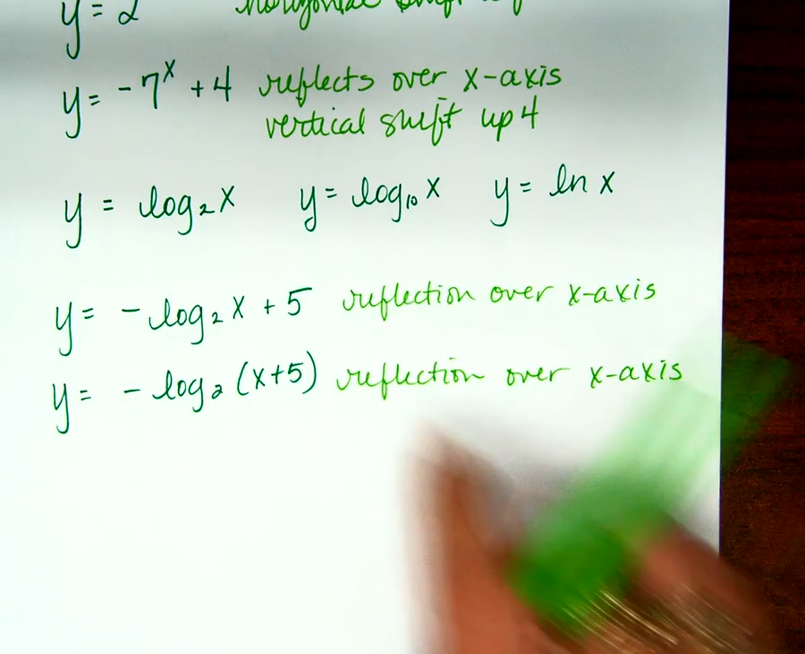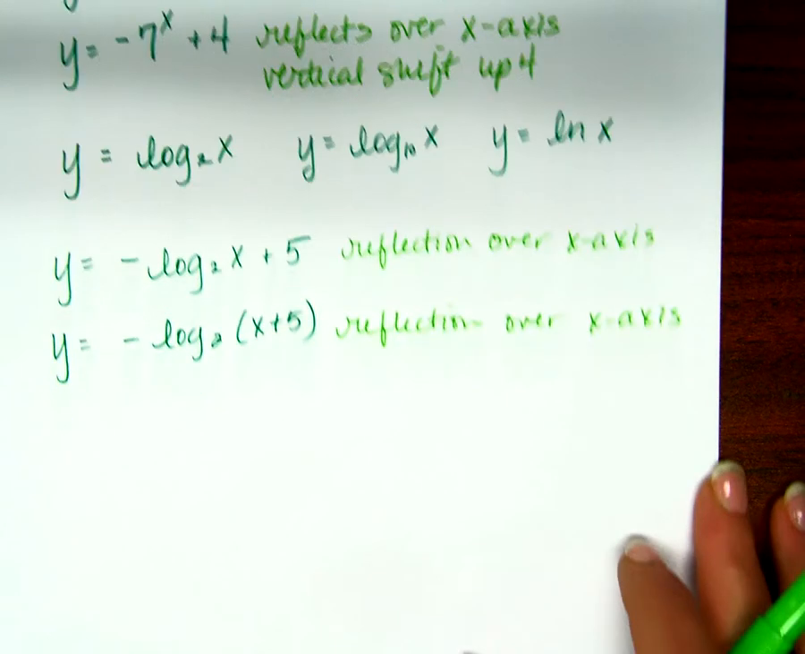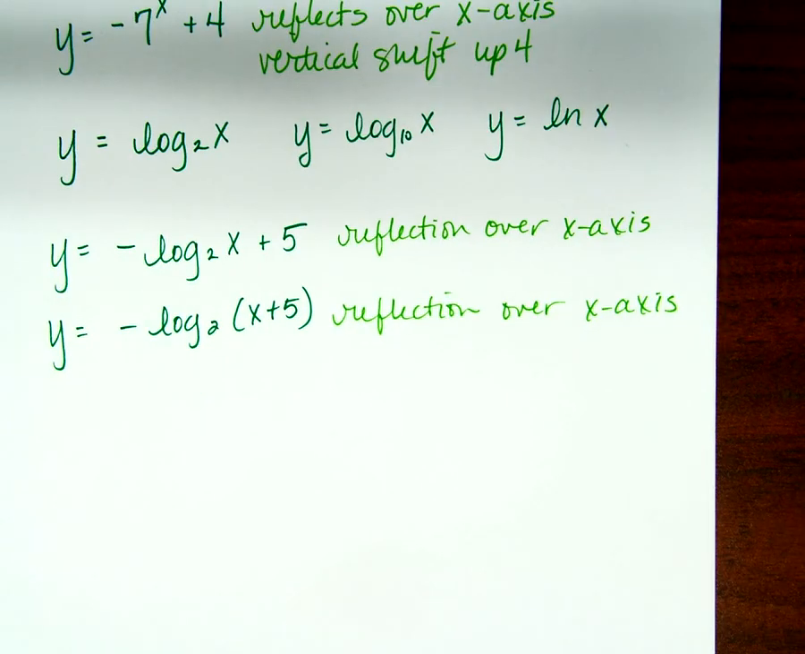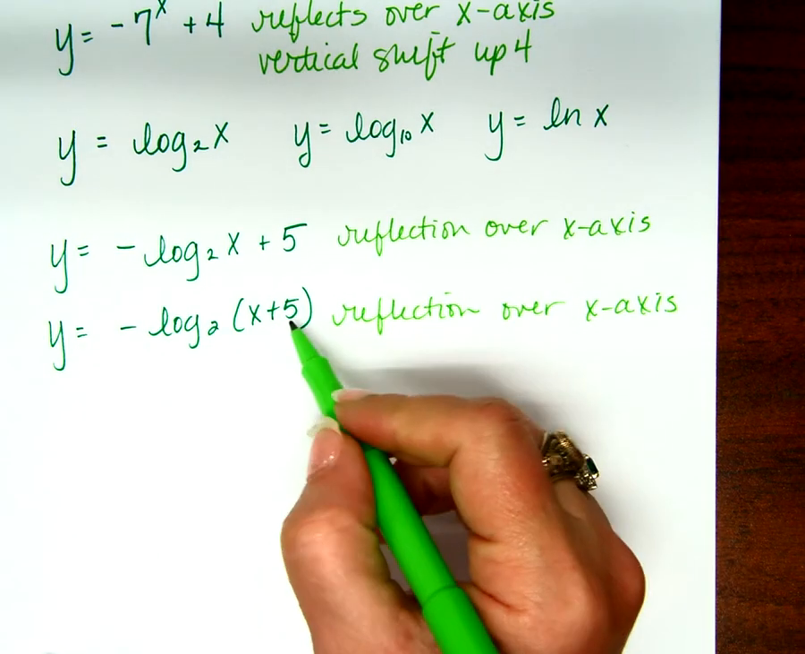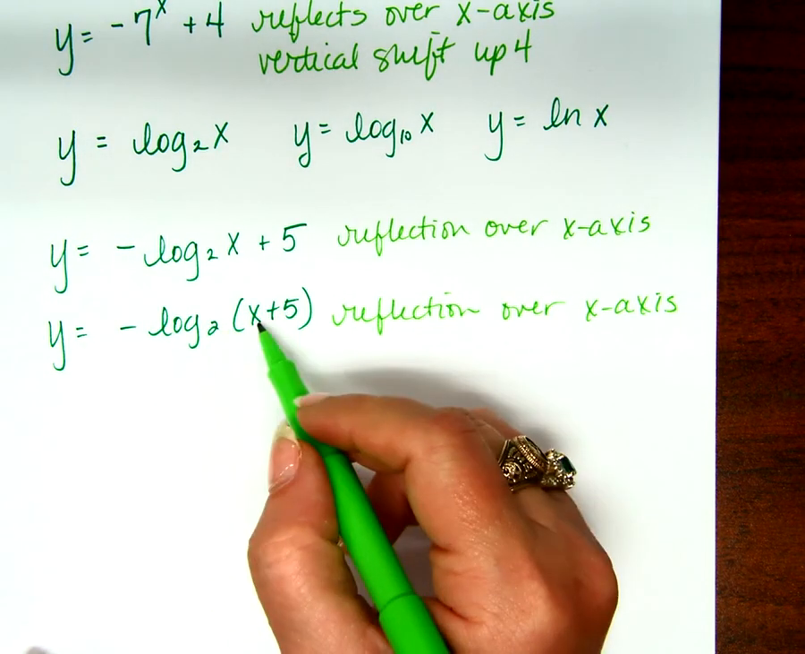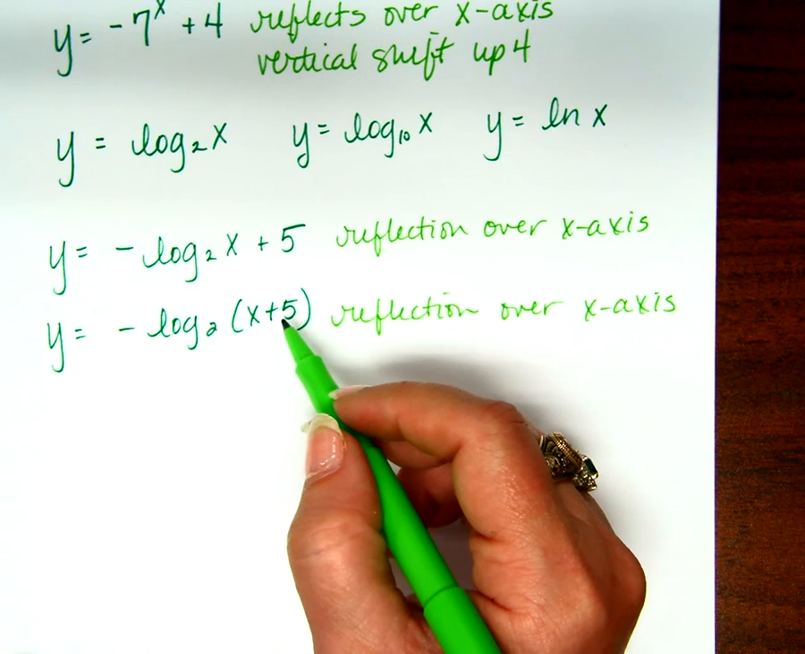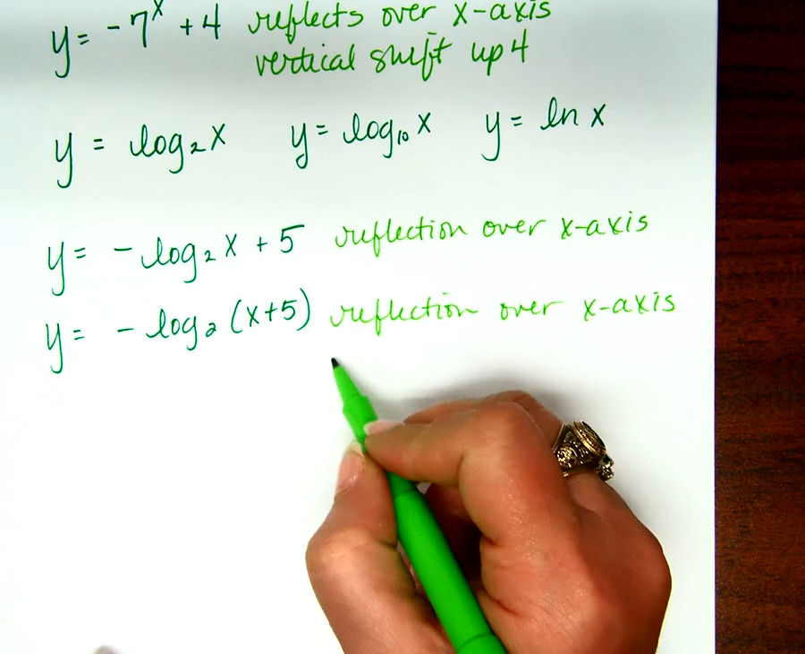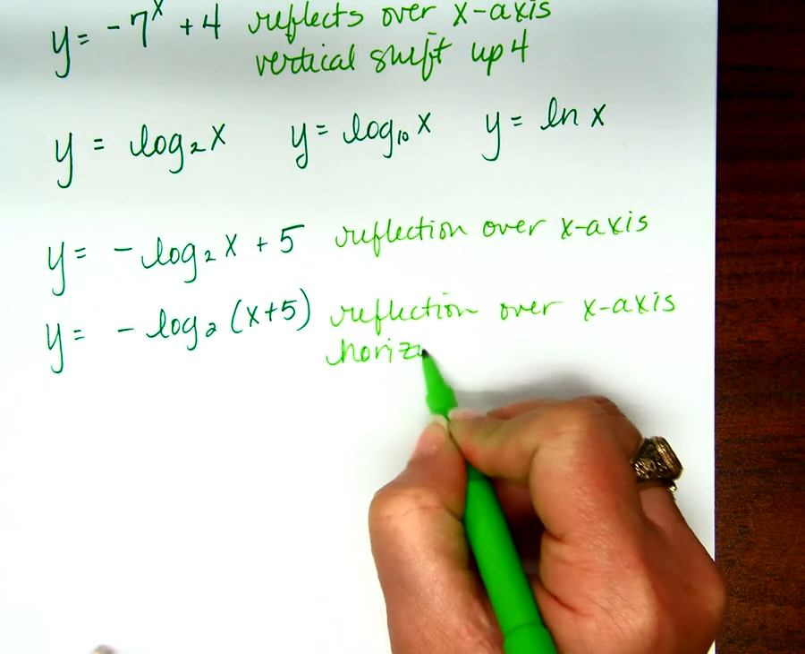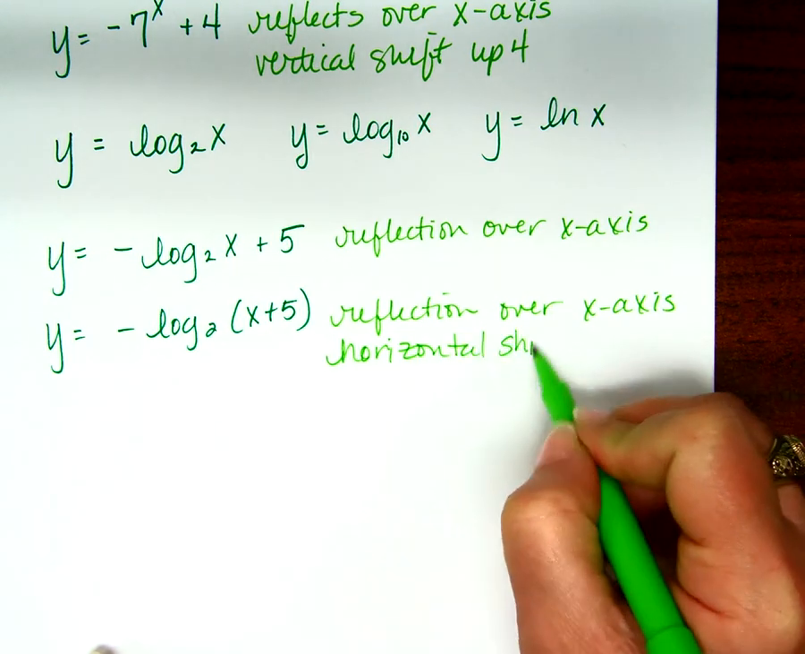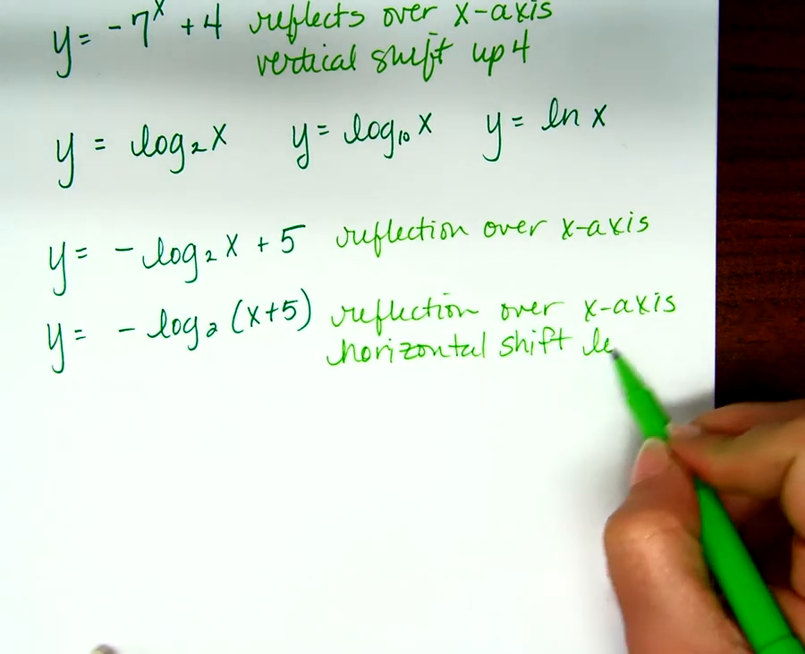Okay. So tell me the difference in these two. So one has parentheses and one doesn't. So one has an inside and one has an outside, right? Which one's which? Parentheses is inside. This is inside the logarithm. If it's inside the logarithm, what kind of change is that? That's a horizontal change. What kind of change? It is a shift left 5.